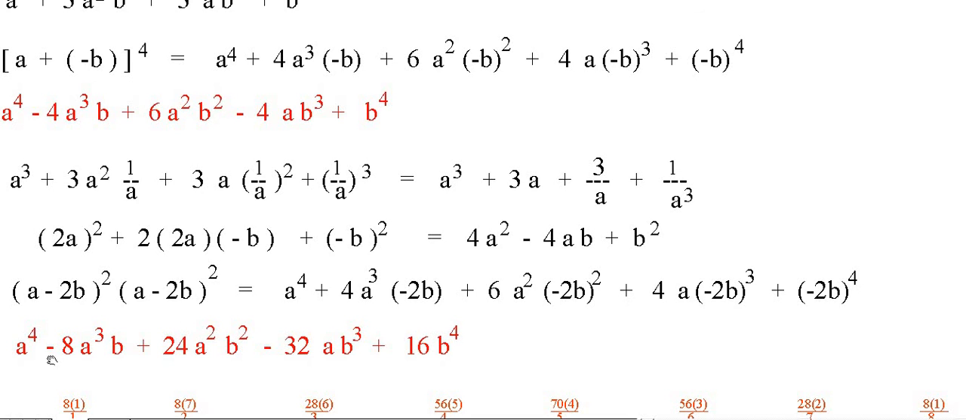So simplifying this, this is a to the fourth, this is minus 8 a cube b, then this one is plus because we have the square of the minus, so we have 2 square is 4, 4 times 6 is 24 a square b square. Then this one is 2 cube is 8, 8 times 4 is 32 ab cube, plus 16 b to the fourth. 4 times 4 is 16, 16 b to the fourth.